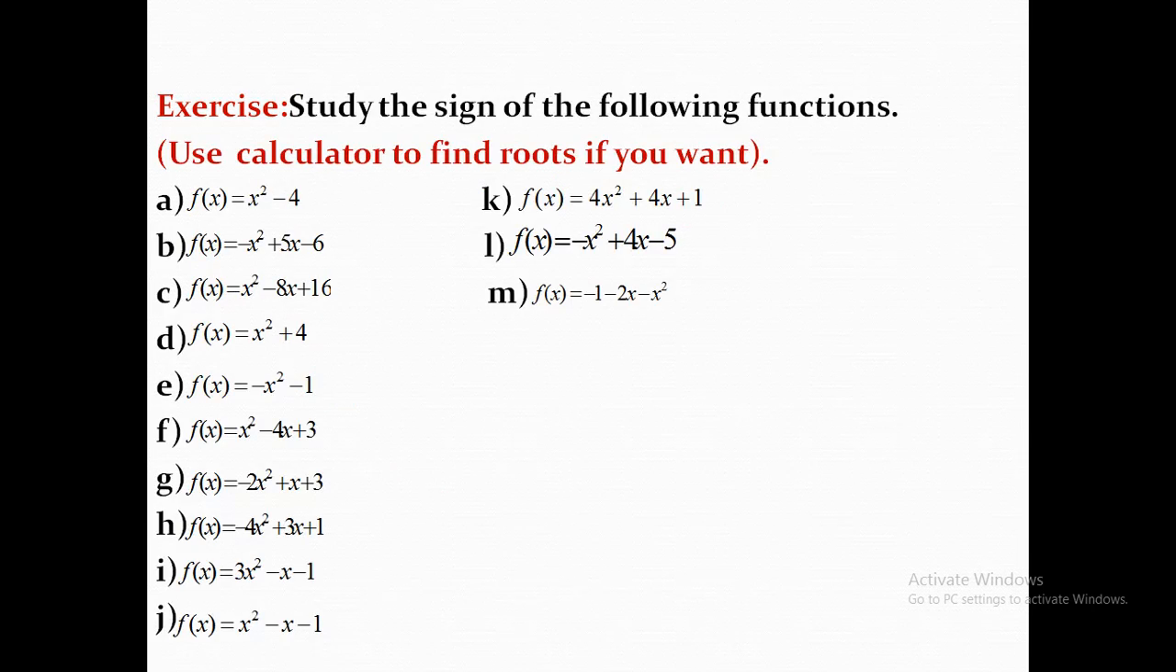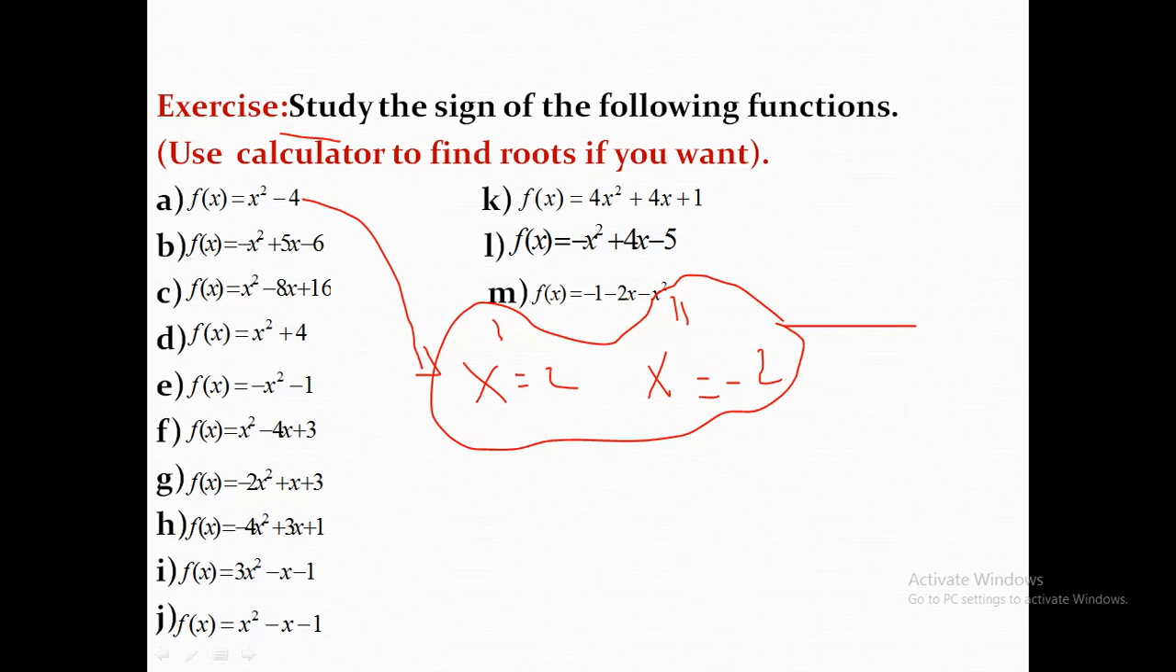The second exercise is to study the sign of the function. That means you will use the calculator. For example, for this one, the calculator will give you x prime equals 2 and x double prime equals minus 2. You will conclude from this result on the screen of the calculator that delta is greater than 0. Then we draw the table of sign.